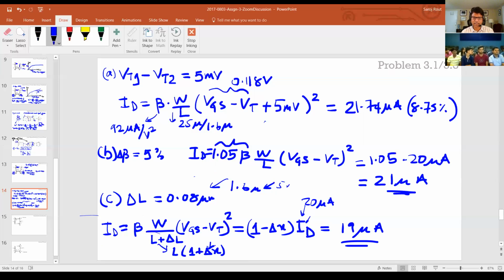So basically what I'm saying is that this 1 plus delta X is 1.05. It's a 5% error in L. And if you have a 5% error in L, you get a 5% error in your current. So this is roughly 5% as well. Okay? That makes sense? You have any questions? Okay, sir. All right. I think that's all I wanted to cover in that.